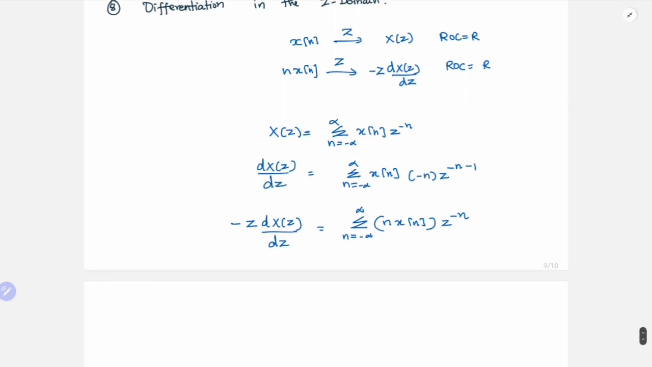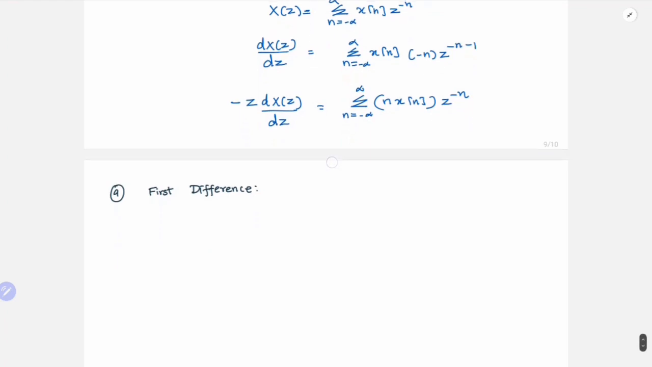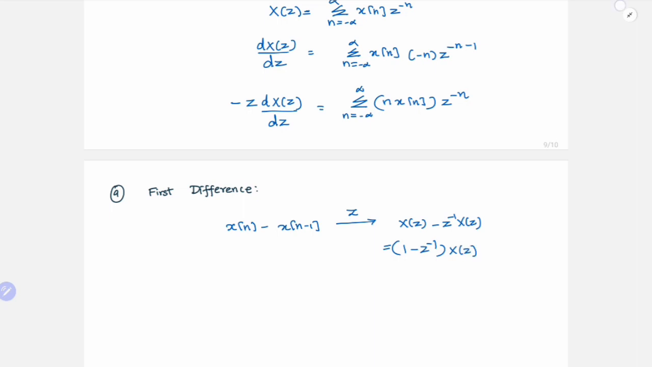Okay. So your next property will be the first difference. This is similar to differentiation in the time domain. So your x of n minus x of n minus 1. This is also straightforward. X of n has a Z transform of x of z, and x of n minus 1 has a Z transform of z inverse x of z. So this together is going to give me 1 minus z inverse times x of z.